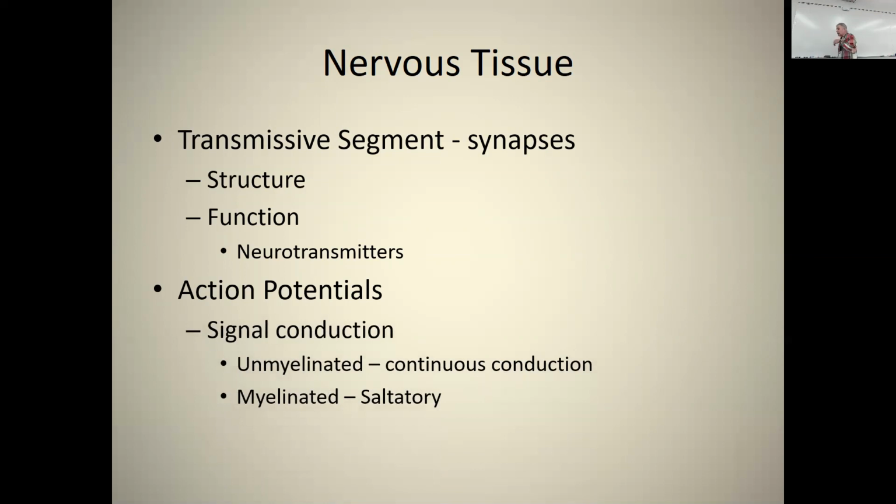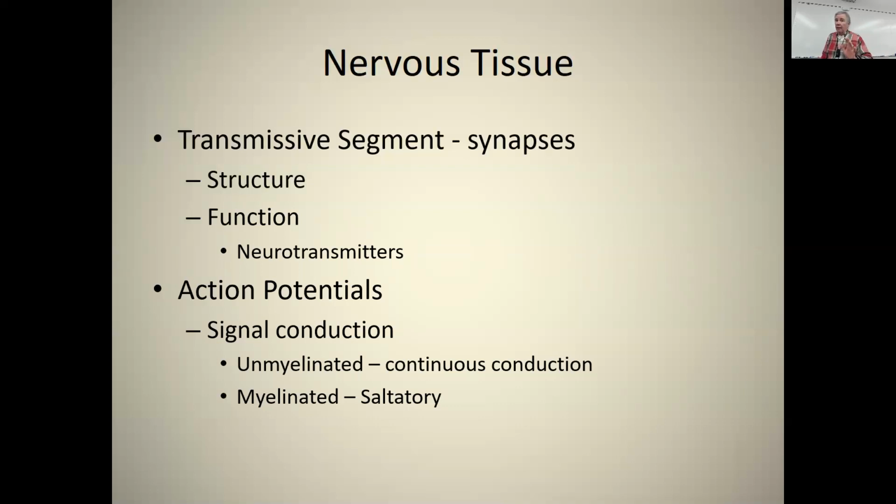Okay, the conduction of action potentials. There are two ways action potentials get conducted. One is called continuous conduction in what's called unmyelinated axons. And that means every piece of axon has to be stimulated to threshold. Every single piece.